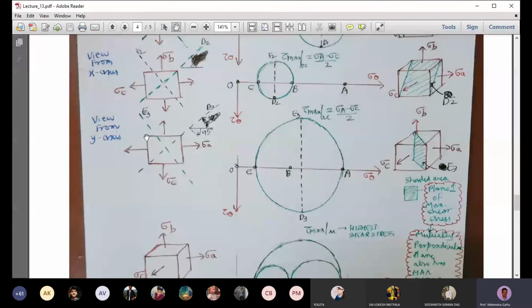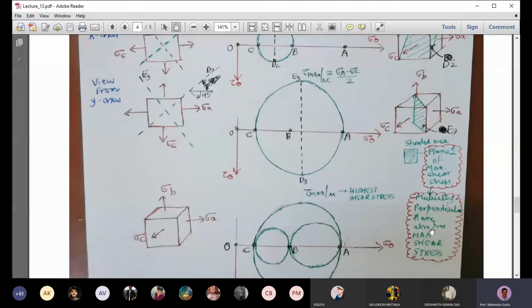So here, top left corner to bottom right corner. So you're looking from the top, so it will be top left corner to the bottom right corner. So that plane is shown here. So the shaded area represents the plane of maximum shear stress, and there is another plane, a mutually perpendicular plane, which also has maximum shear stress. That is not being shown in these diagrams.